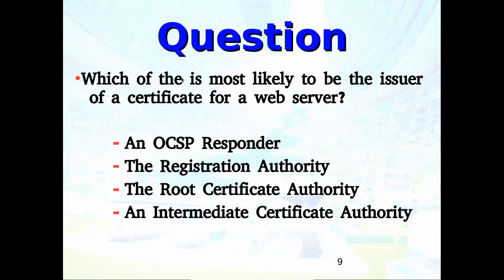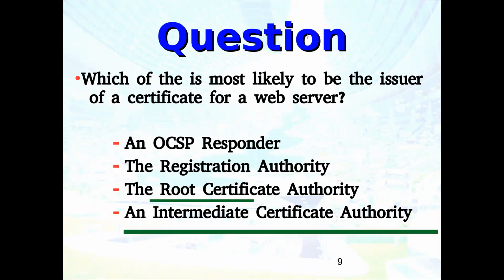Which of the following is most likely to be the issuer of a certificate for a web server, not the OCSP responder? We sniff them out. We look, wow, it's so much better than doing CRLs in my class. Registration authorities can't issue. No, they can't do it. It has to be a CA, but it's probably not the root. It's probably an intermediate, right? Yeah, intermediates. And that's why you look at your certificate chain. That was supposed to be highlighted there, right? So we can see where that came from.